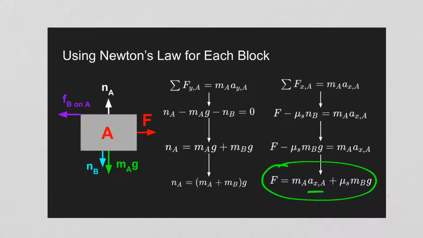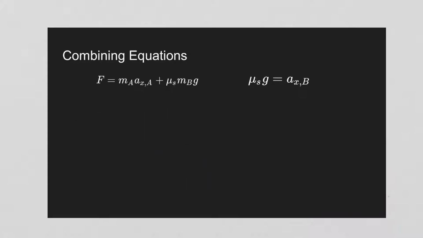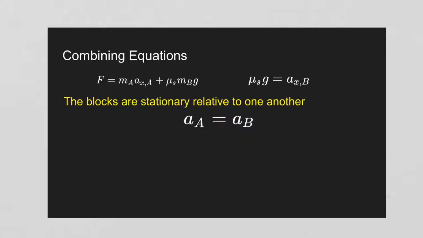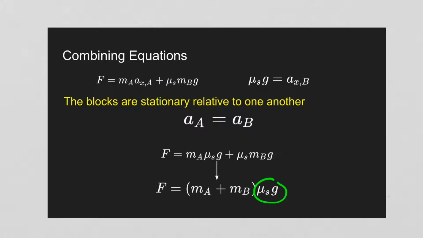But let's go back. We don't know this a_x. Is there any way I can relate them? Of course! Because I know that the acceleration of block A and the acceleration of block B have to be equal because the blocks are stationary to one another. So when I incorporate this, I can use this A on B right here, and I can get an expression for the force applied for them to stick together.